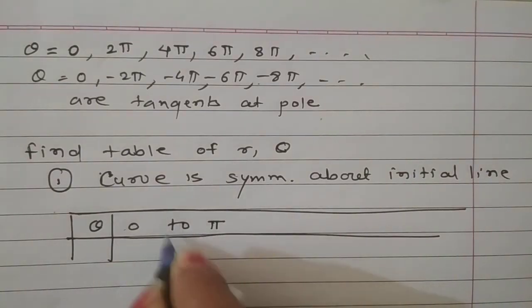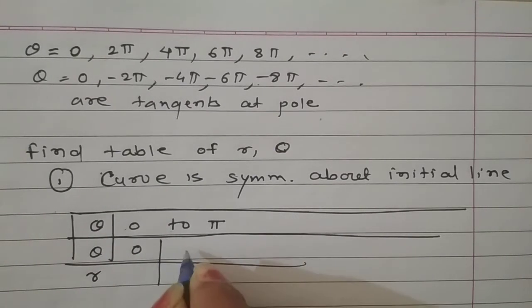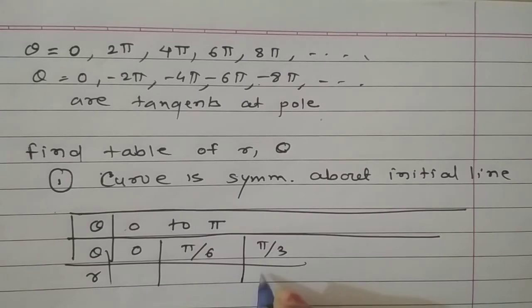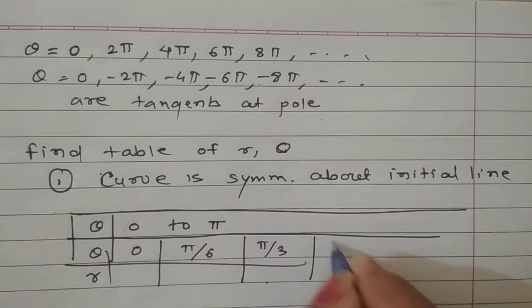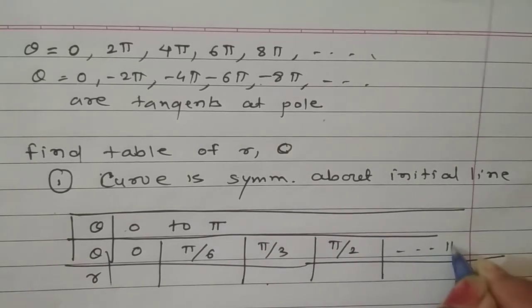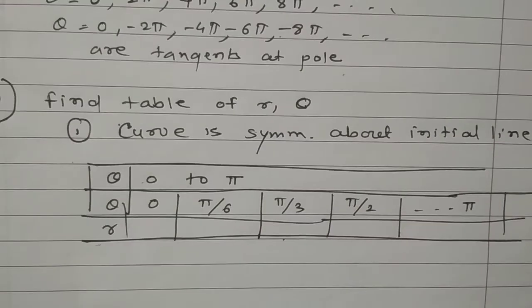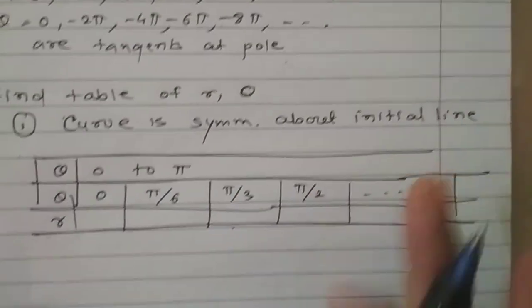Take theta is equal to 0, find r. Take theta is equal to pi by 6, find r. Take theta is equal to pi by 3, 60 degree, find r. Theta is equal to 90, and then find r. In that way, put theta is equal to pi and find r. This is the table when curve is symmetric about initial line.